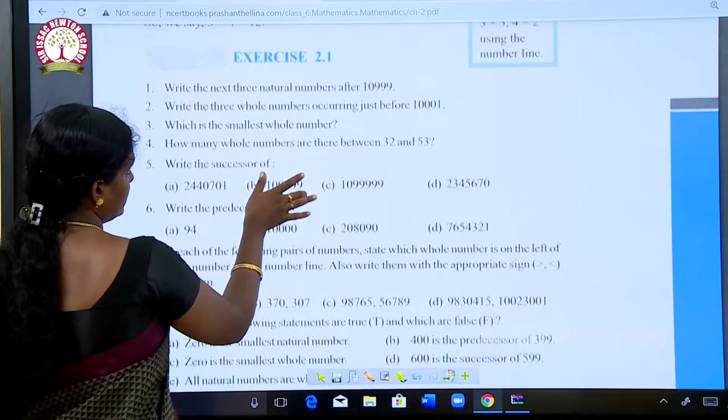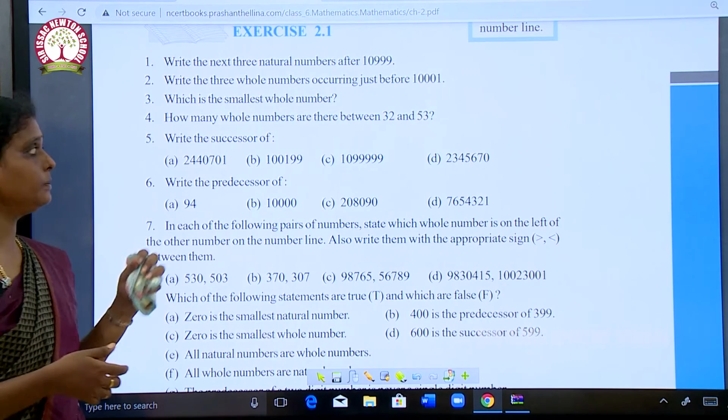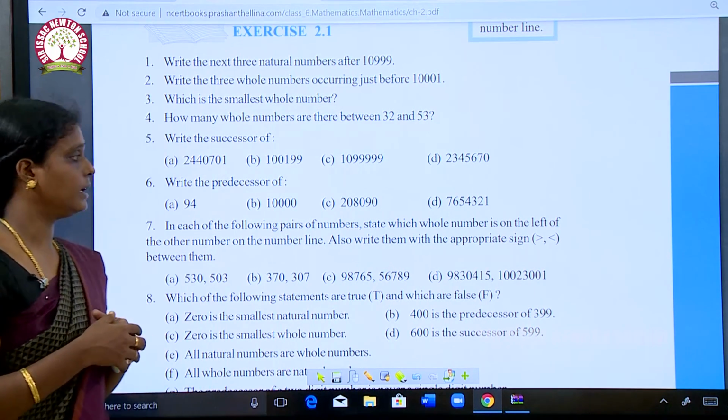So here we are having some exercise sums. I hope you all understood the concepts. So try it by yourself. If you have any doubts, just ask me. I will help you in the next session.